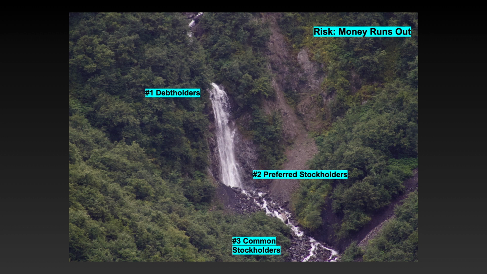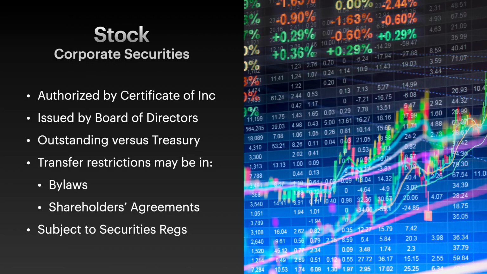And at the end of this pathetic trickle are the common shareholders, who end up with very little or nothing in this worst case scenario. So you can see that although the common shareholders can do very well, they also take on the most risk because they are paid last.